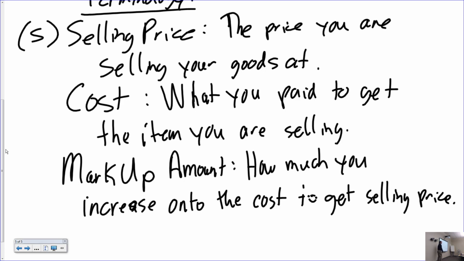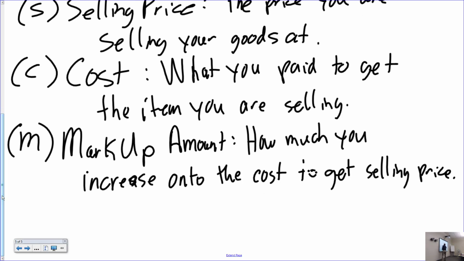Guess what we abbreviate cost with? C. Hey, what do you know? And guess what we abbreviate markup with? Just that, right? And so what's the basic math behind this arrangement between S, C, and M? Selling price equals markup plus cost. There you go, plus, right?